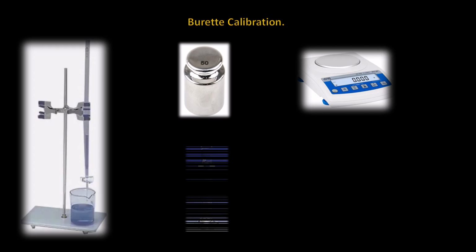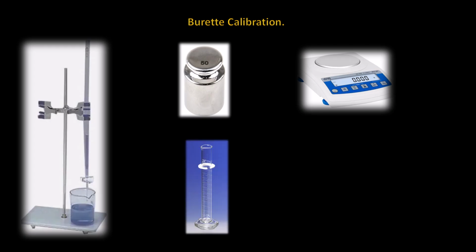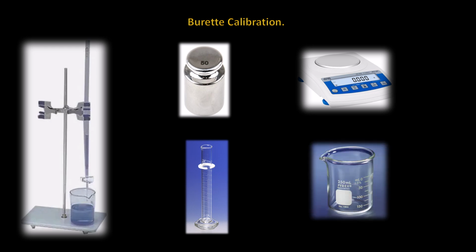You will also need a graduated cylinder of suitable size, large enough to contain the calibration weight, a couple of beakers, and graph paper to record the findings. If you have a computer with Microsoft Excel or equivalent, that would also be a nice tool to use.